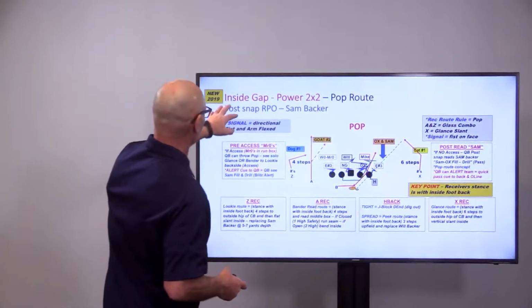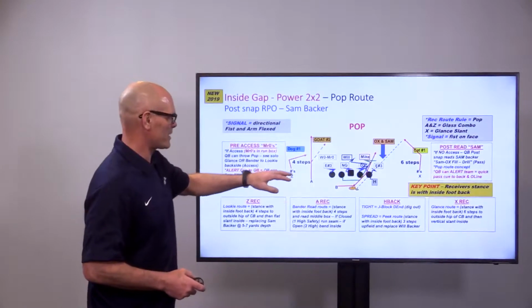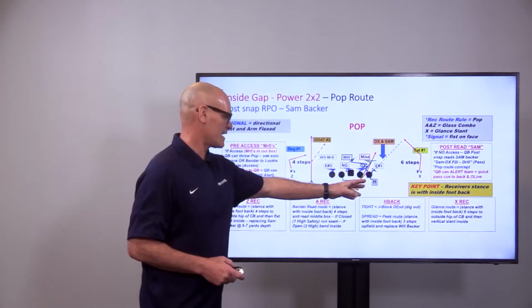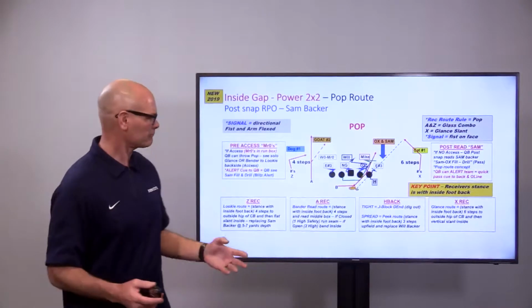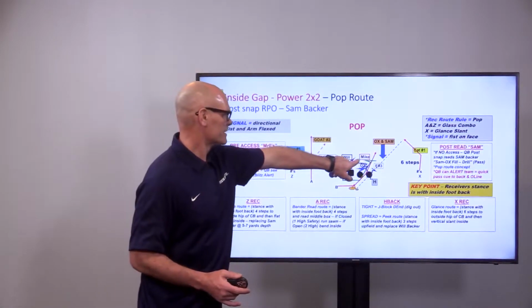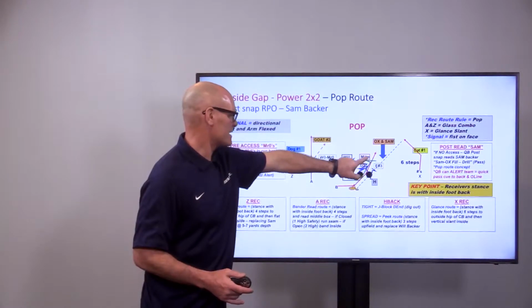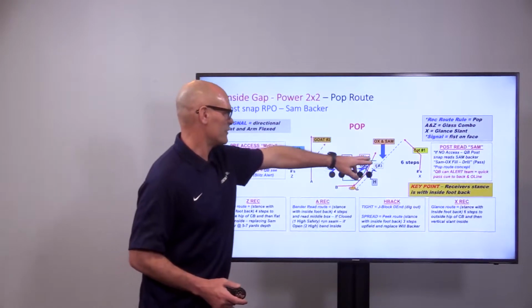This here then is a way to take your inside gap, and now we're running power where we're running it right at the H. So now the SAM is actually the conflict defender. For this, 2 high safeties. The mic is that play side when they're split, so there is no SAM.